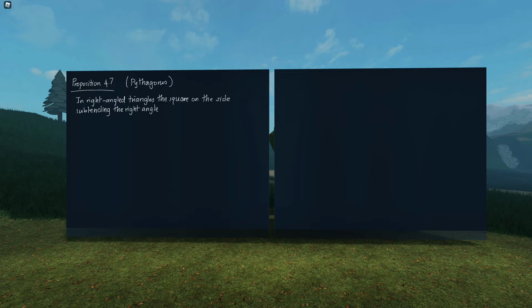Maybe I'll draw the picture. I think I'll just take up this whole board with the diagram. Maybe that's the best way to do it. So I'll draw my right-angled triangle. I want to make sure I have room for everything. ABC.